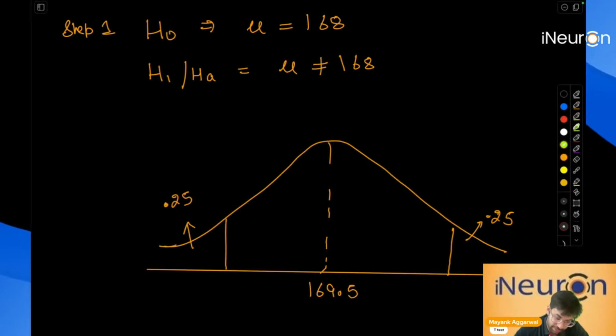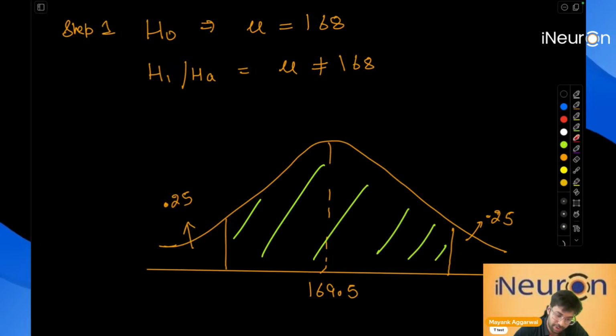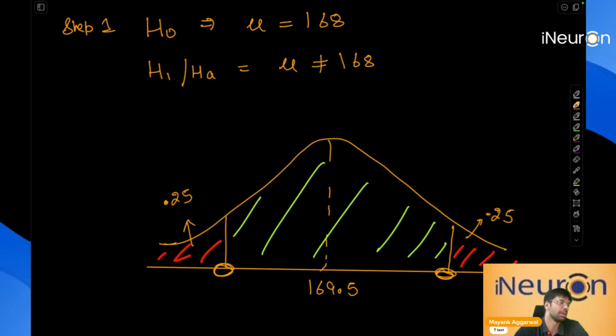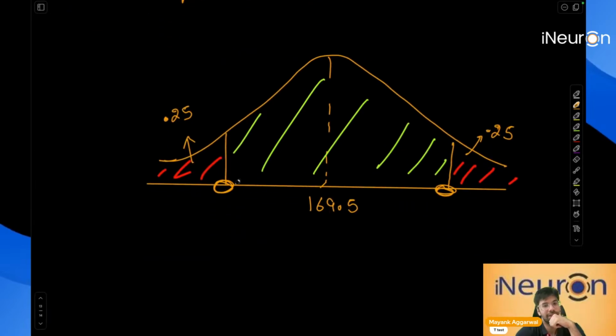We have the areas where we are going to accept the null hypothesis. We have the area where we're going to reject the null hypothesis. Can anyone tell me what these values are going to be? Can we calculate the test statistic, everyone? Yes or no? Can we calculate these values? First, tell me this. If you had revised the class, all of you would actually remember this.